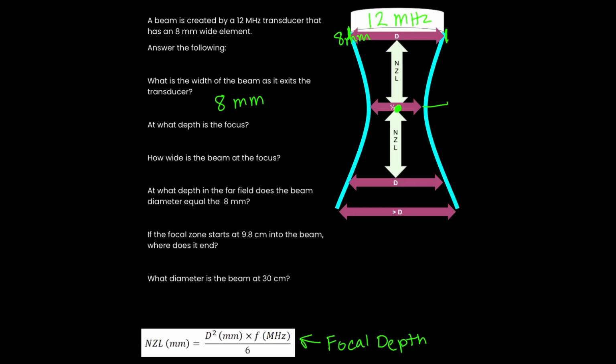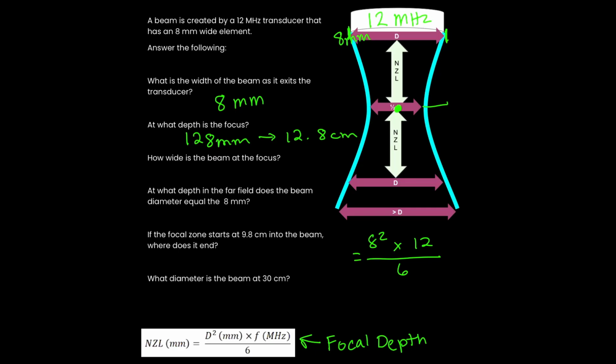By plugging in the numbers, we are going to get 8 squared multiplied by 12, the frequency of the transducer. We're going to divide all of that by 6. So we have 64 times 12 divided by 6, and we will get 128 millimeters, or if it's easier to think of, we can think of it in centimeters, which is 12.8 centimeters.